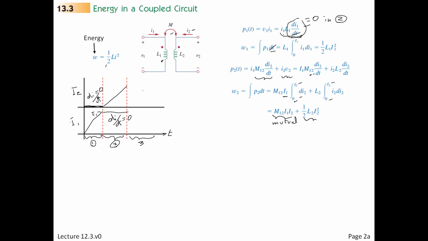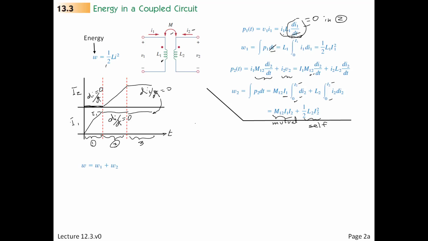And here is the self energy. All right. So now what have we got in all of it? In the end here now, in the third stage, I2 is going to be flat, I1 is going to be flat. So there is no di/dt going on anymore, right? di/dt is 0 there and there. All right. So now let's look at what have we got in total going on here.